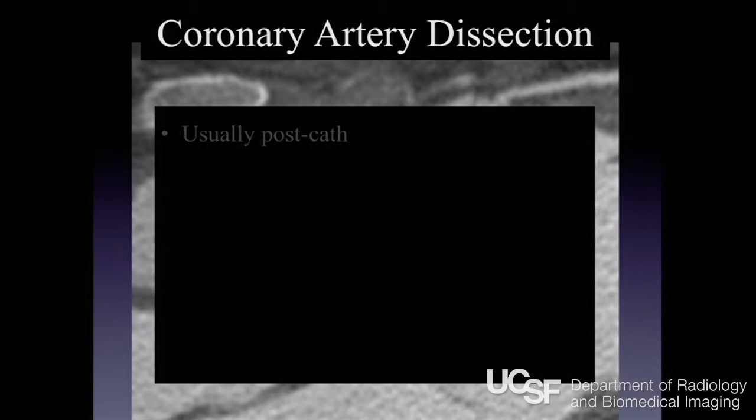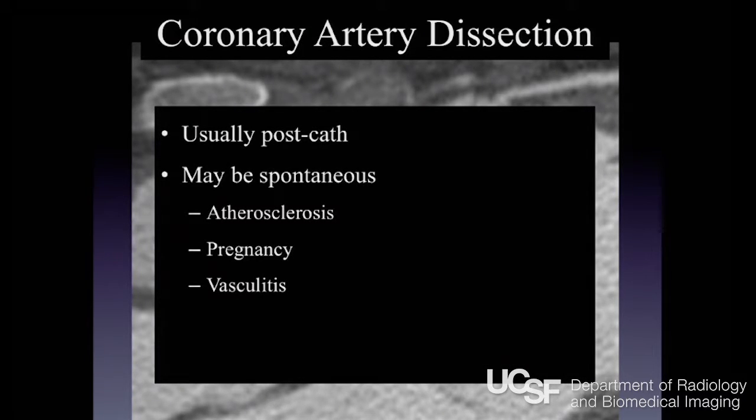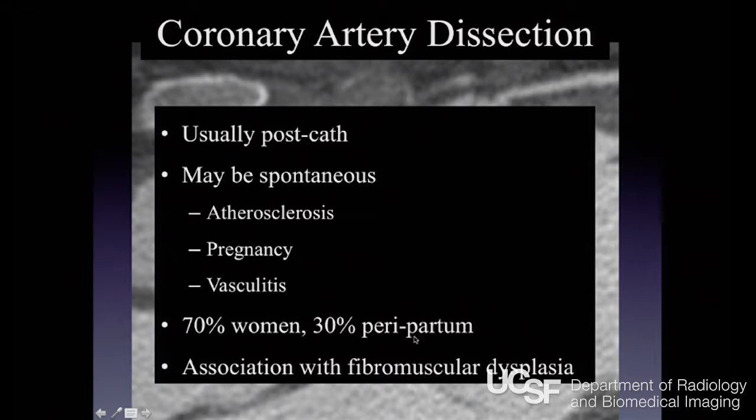And this is some information on dissection, most commonly post-procedural, but the other situation in which patients are high risk is women, particularly those who are peripartum. It also has an association with FMD in other locations like the renal arteries and things like that.